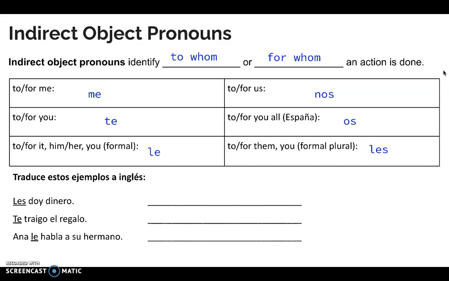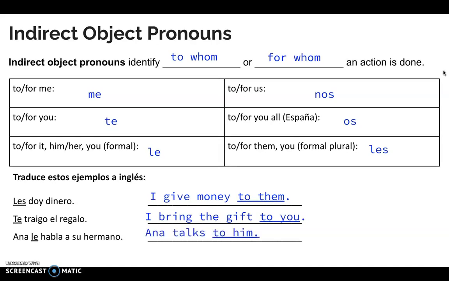Bueno, quiero repasar estas frases. Les doy dinero. I give money to them or to you all if you're talking to a group of people. Te traigo el regalo. I bring the gift to you. Ana le habla a su hermano. Anna talks to him, and him is referring to her brother based on the ending portion. Okay.